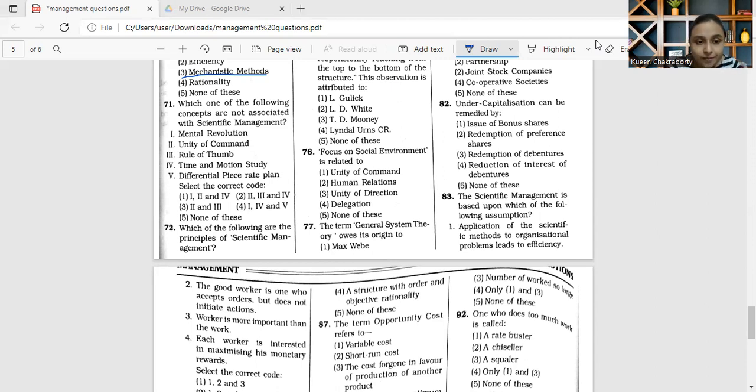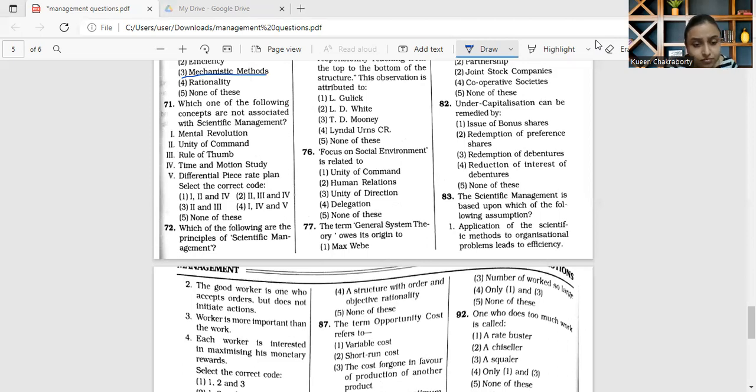See, if we talk about the scientific management concept, it is one of the principles of management and it is also known as the classical theory, right? So this principle was propounded by Frederick Winslow Taylor, or F.W. Taylor as we popularly know in short, and we consider him the father of management.